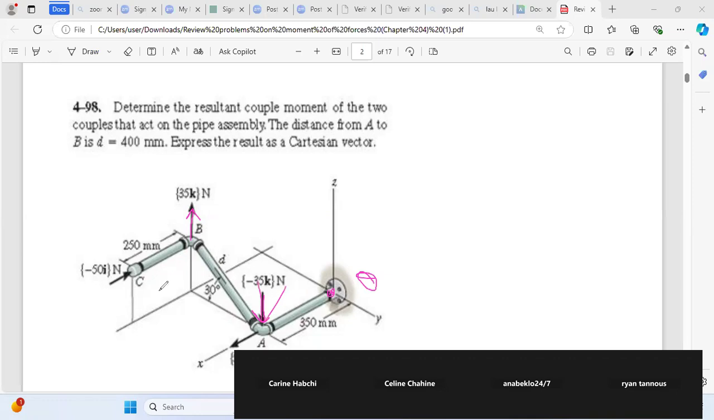And because it's independent of the point, you can use the general method we established in class. I take one point on the first force and go towards a point on the second force, so I do AB vectorial 35k. This gives the moment of the first couple, but they want the resultant moment, so I should add to it the moment created by the second couple here.